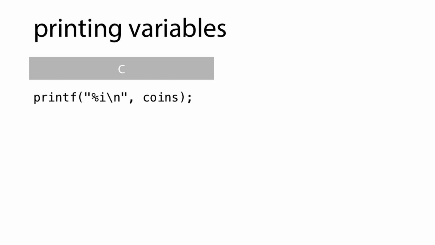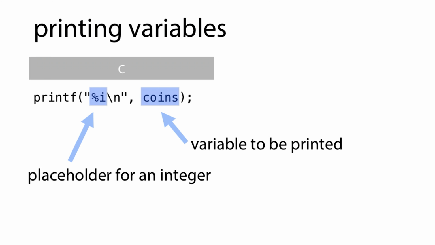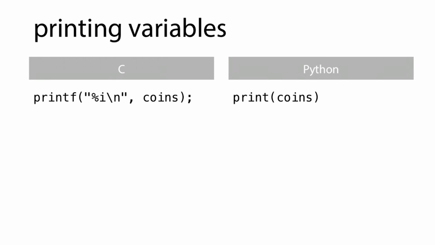So finally, you need to print the final number of coins. In C, we would have to call printf, passing in a placeholder for that variable, indicating what type it was, and then include the variable afterwards. But in Python, if I have a variable called coins, then all I have to do is call the print statement and pass in coins.